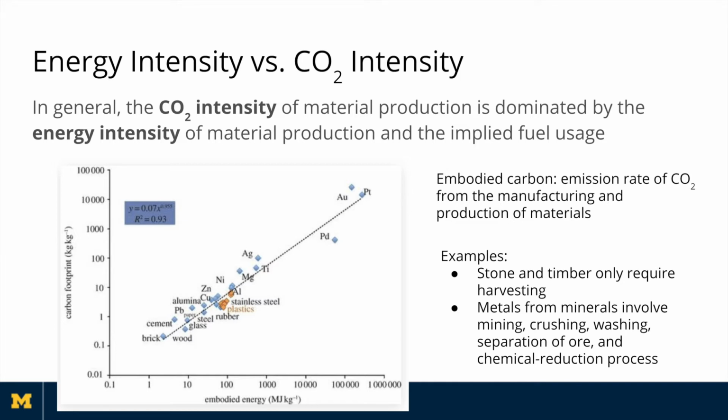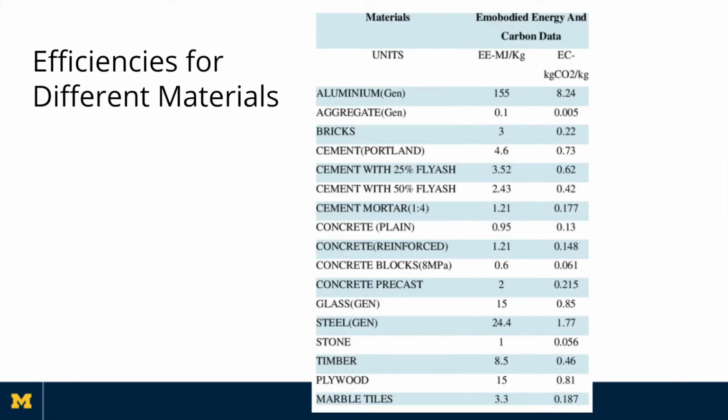Thus, the reduction process produces CO2 on top of the CO2 from the energy requirements. The CO2 emitted during the reduction, compared to that from the energy use, varies by material and technology. The ratio for cement is 1 to 1, and aluminum is 1 to 10. These are just some examples of manufacturing processes. The embodied energy and embodied carbon vary based on material.